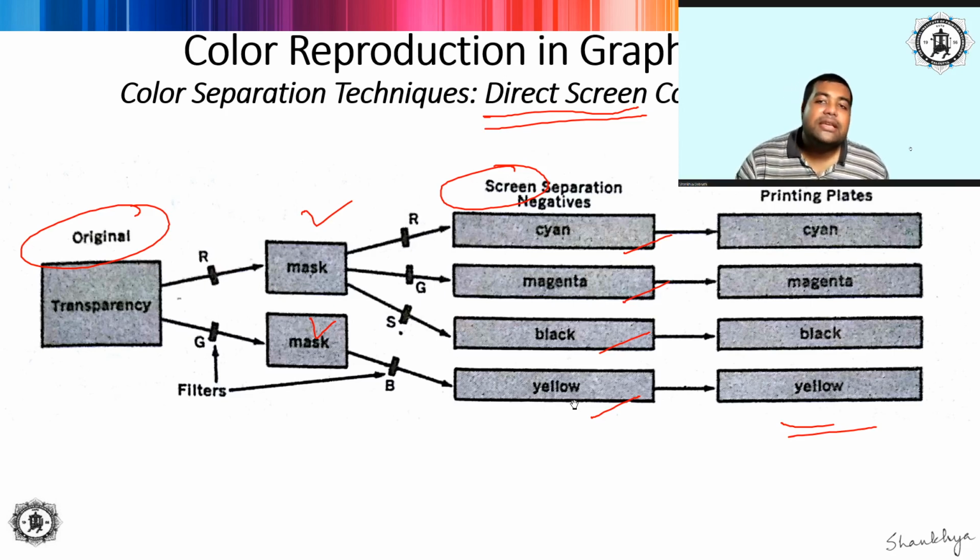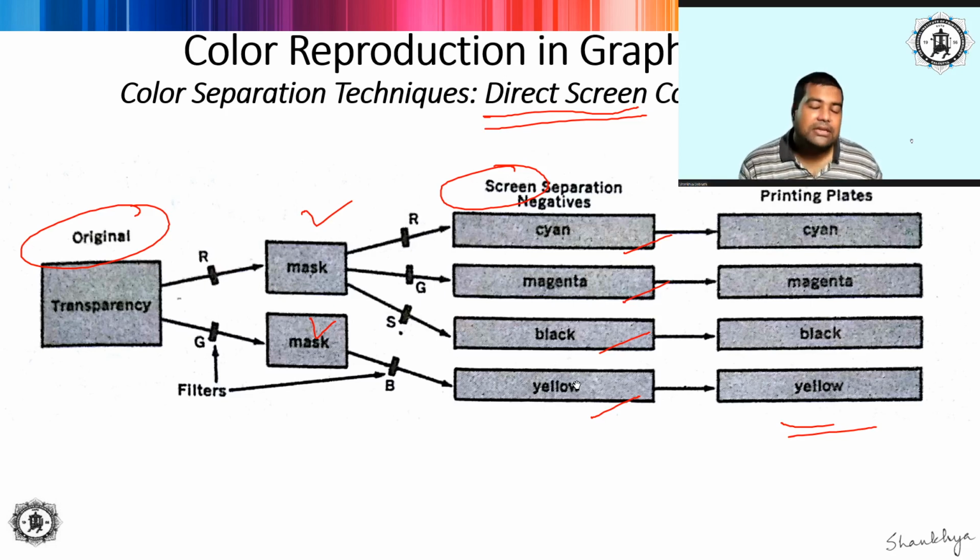The shadow areas of the screen separation negatives are exposed through the flash exposure, which is also referred to as the secondary exposure. Now, a flash exposure, as you might know, is a non-image exposure made to the film through the contact screen.